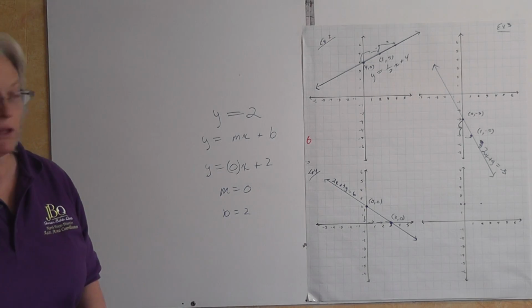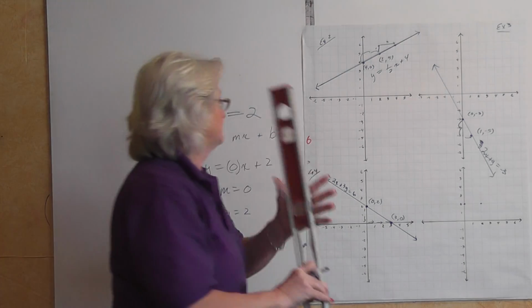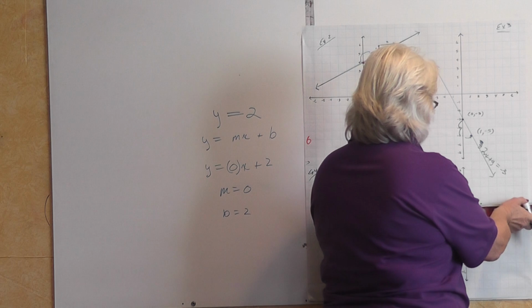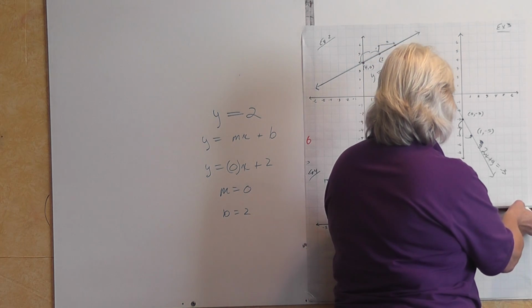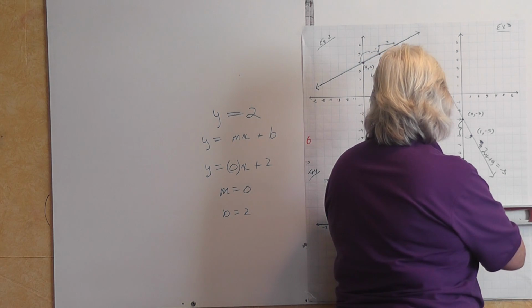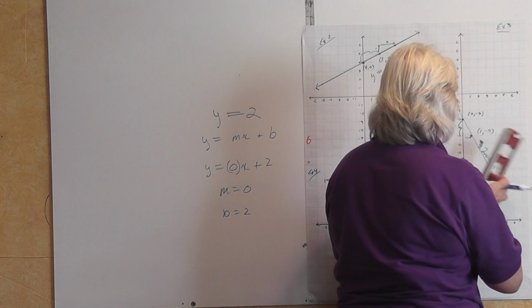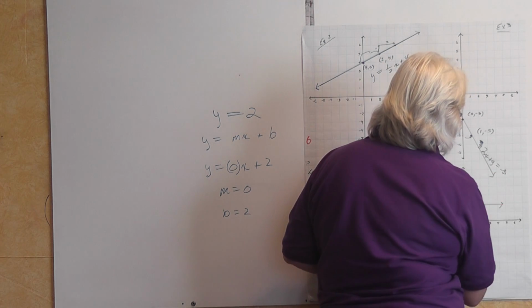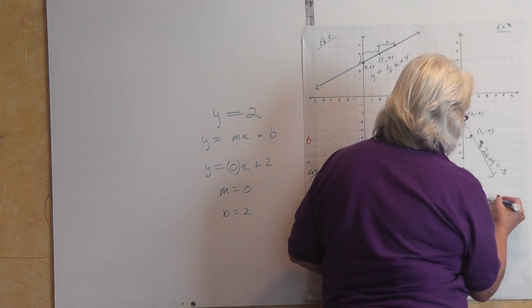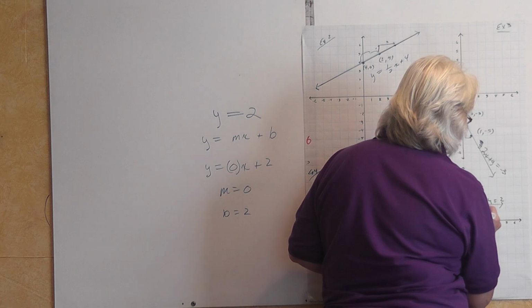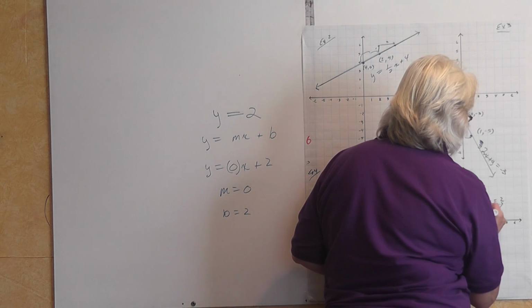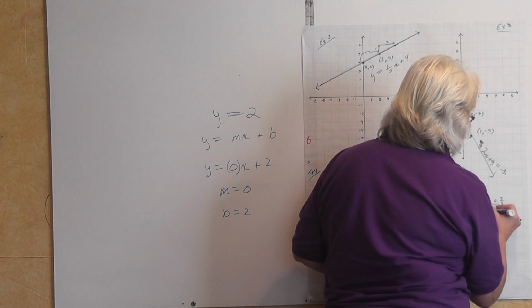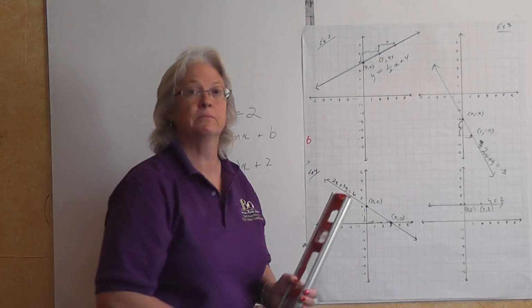You have your lines connected. Connect the dots. Label the line, and you are finished. X is 0, y is 2, x is 2, y is 2.